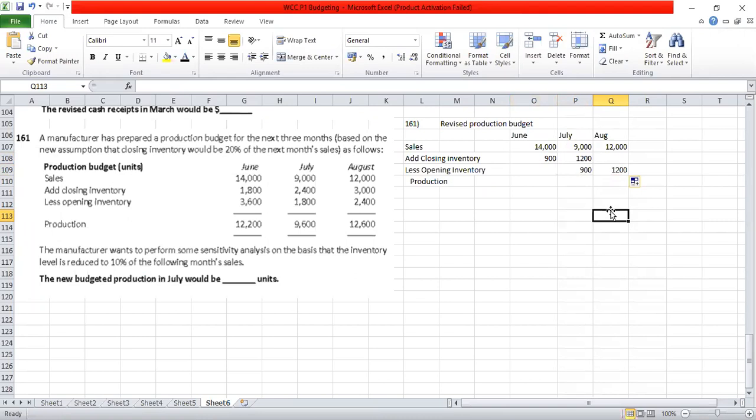So we don't have information for others. Of course, we can find out the opening inventory for June. June will be the next month. May's closing inventory will become June's opening inventory. So May's closing inventory will be 10% of June, and that 10% of June will be the opening inventory of June. So we can write it here. This will be 14,000 into 10%.